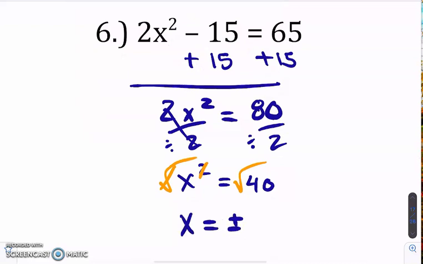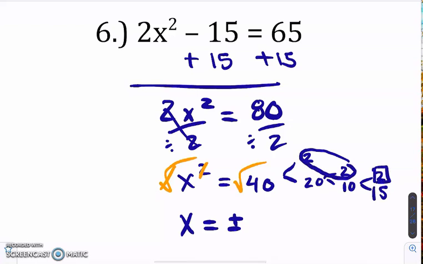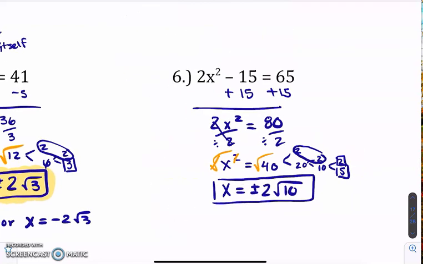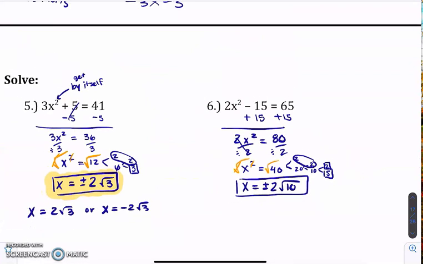X will equal positive and negative whatever the square root of 40 is simplified. So 5 and 8, 2 and 20, 4 and 10. Factor it out. So we have a pair, and these two are left. That pair is your square. So 2, 5 times 2, 10. So x equals positive and negative 2 square root 10. So it's just a variable squared. Get that by itself. Take the square root to undo the squared power.